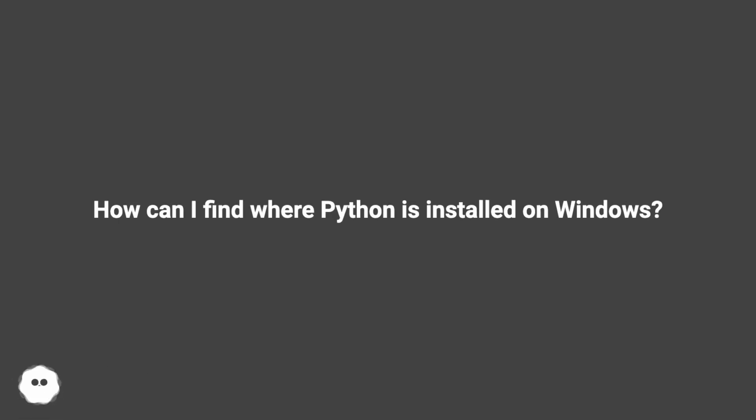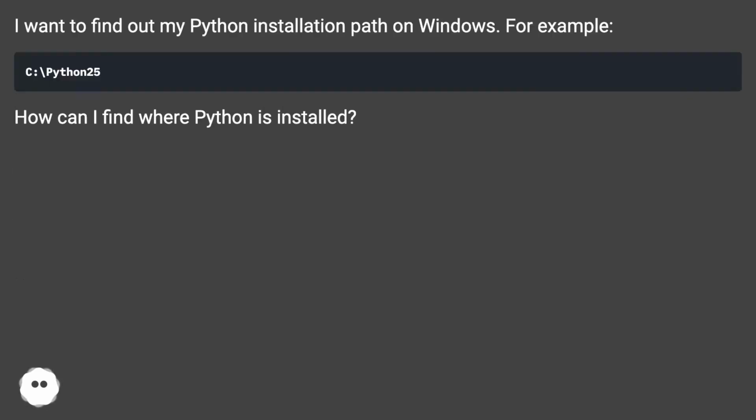How can I find where Python is installed on Windows? I want to find out my Python installation path on Windows. For example, how can I find where Python is installed?